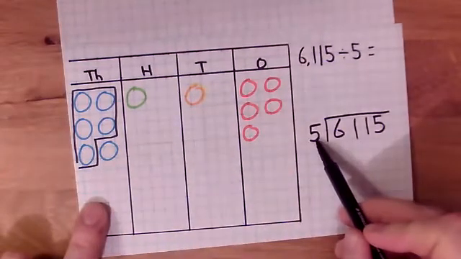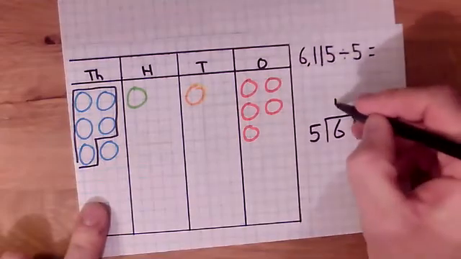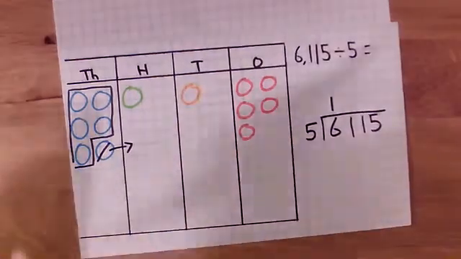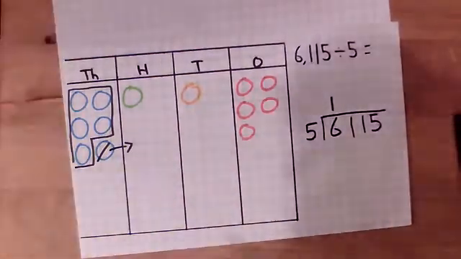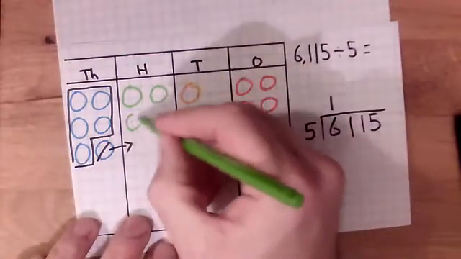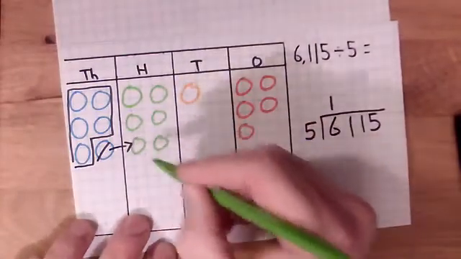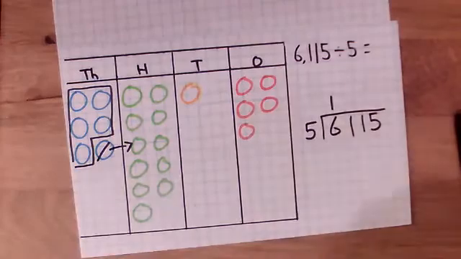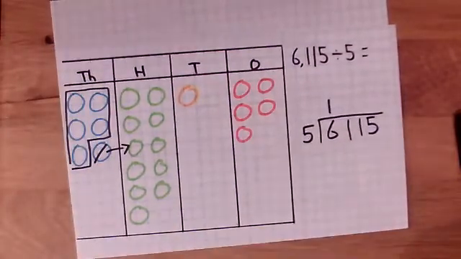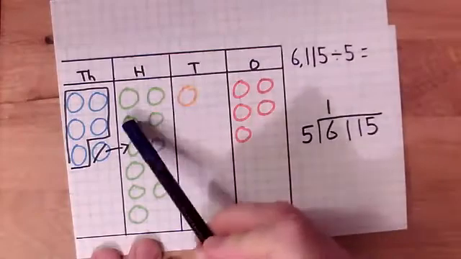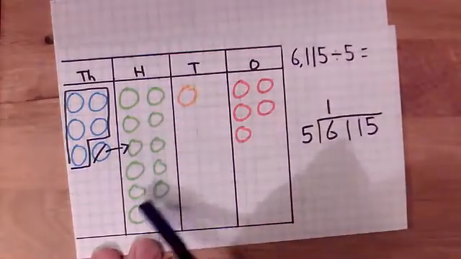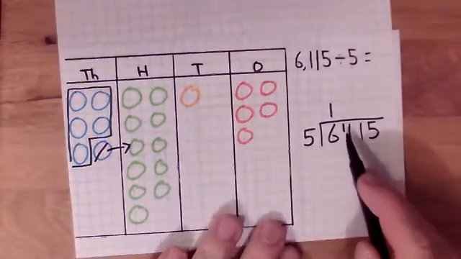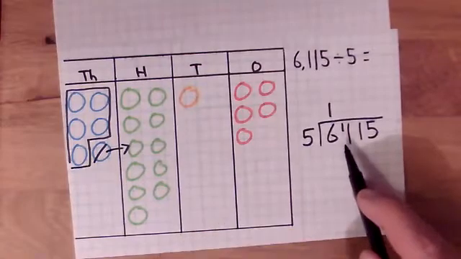So let's do the first bit. 6 divided by 5 gives me 1. I've got my 1 left over, so I need to exchange that into my hundreds. So 1,000 is worth 10 hundreds. So I need to add 1, 2, 3, 6, 7, 8, 9, and 10. So I've got my extra 10 there. So I've now got 11 hundreds. So I need to show that in my written method here. So I'm going to add the 1 that I've exchanged onto here.